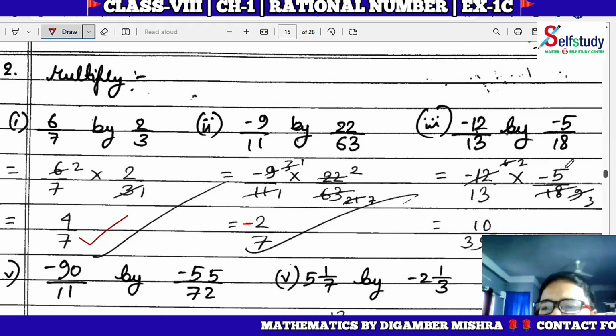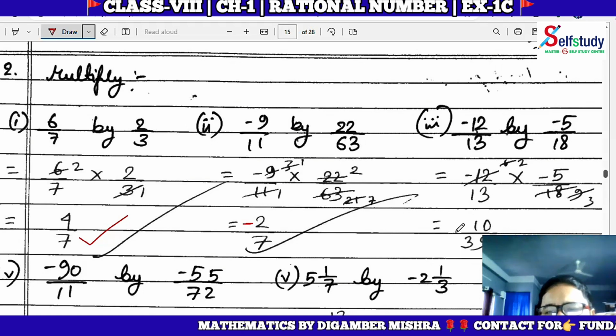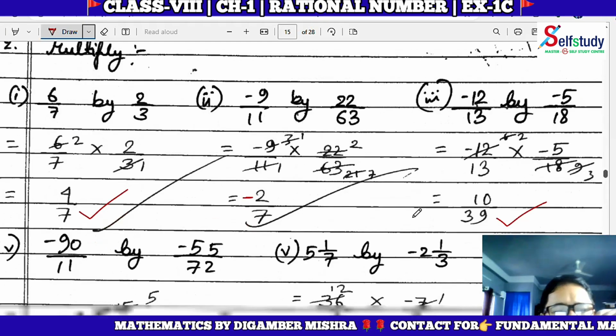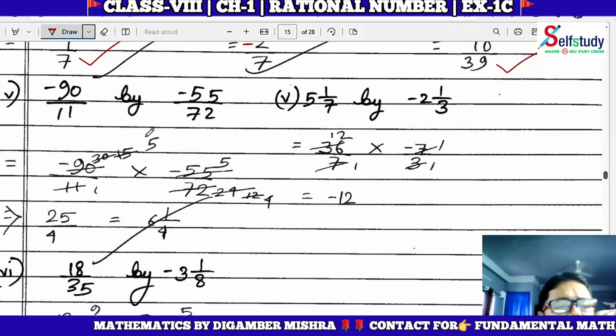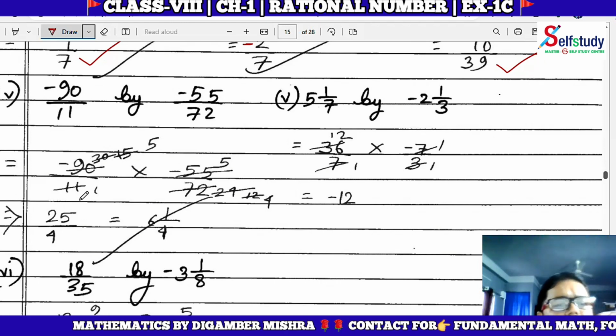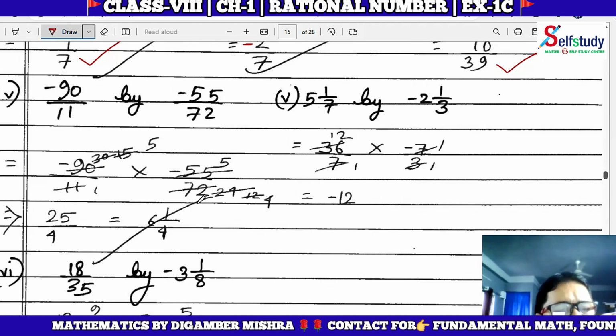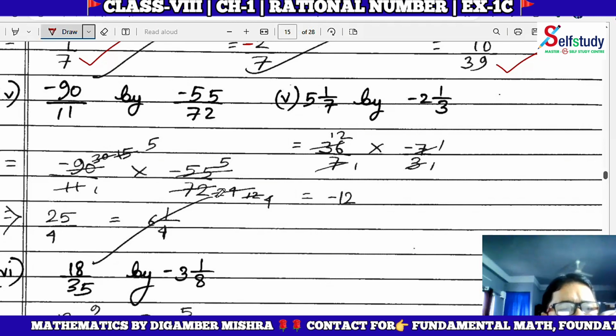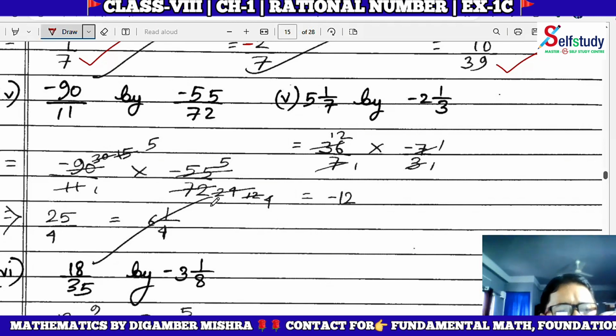-12 upon 13 into -5 upon 18. Here there are 2 minus signs, so the answer is positive, that is absolutely fine. 6 2s are 12, 6 3s are 18 and the answer is 5 2s are 10 by 39. This is correct. Next is -90 upon 11 into -55 upon 72. Here this number has been reduced. I think this will be correct.